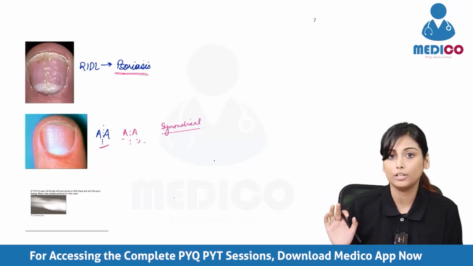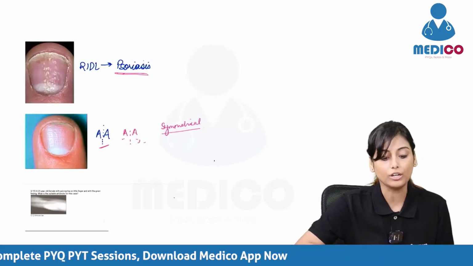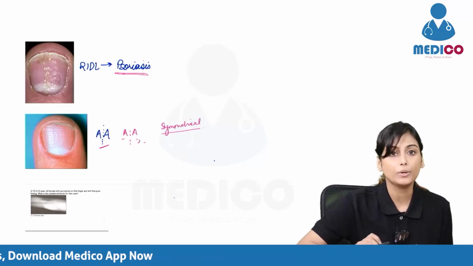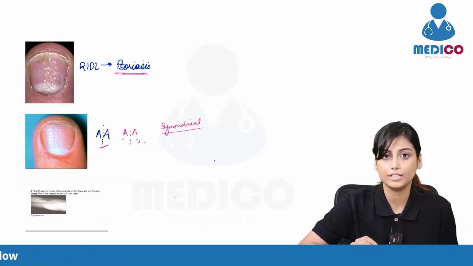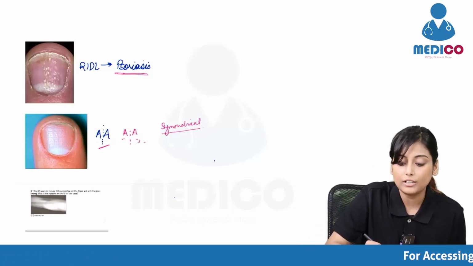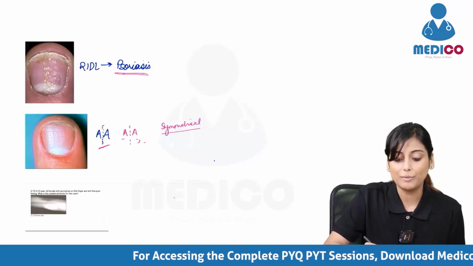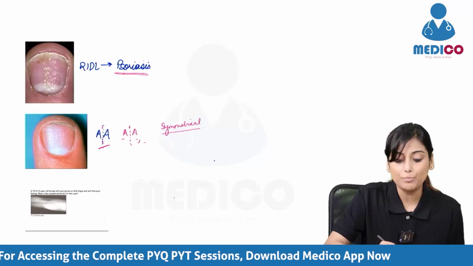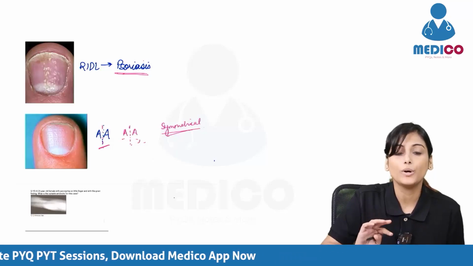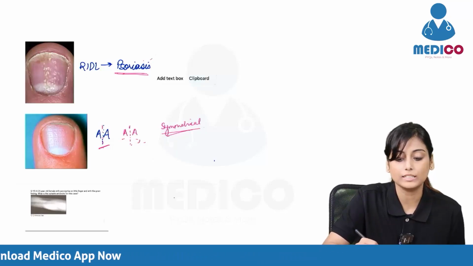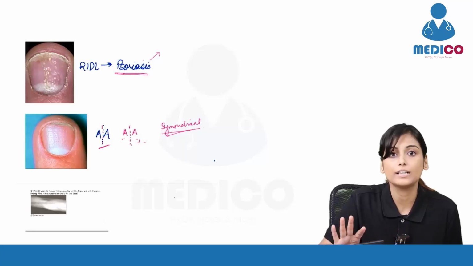Now this is a very important MCQ. It is asked in NEET every alternate year. You have to differentiate between the nails of psoriasis and alopecia areata. Alopecia areata is symmetrical in the name itself, so the nail pitting also will be symmetrical. That's one clue. Other than that, you have to remember psoriasis is a disease that we'll discuss at length later.